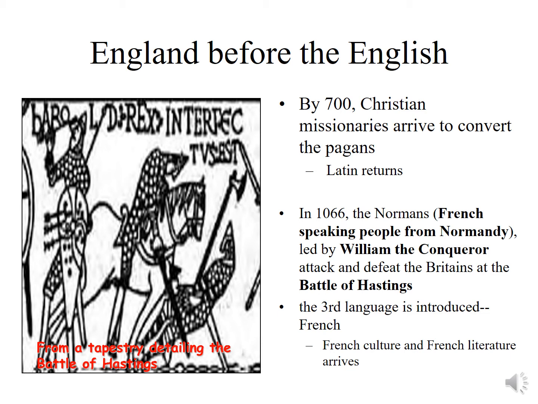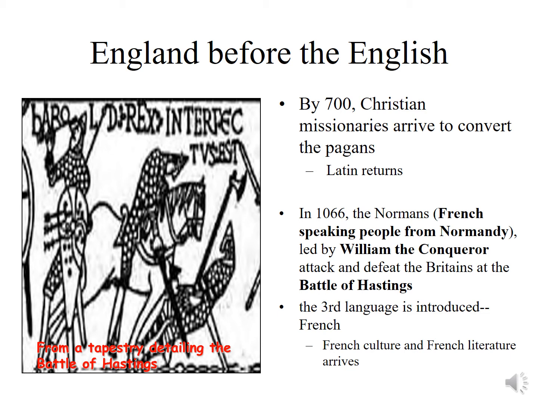Then in 1066, and I always tell people, the one date that you must know in English Literature 1 is 1066. It's really significant. And you might be asking, hey, Mr. K, why is 1066 so significant? That's because the Normans were a group of French-speaking people from Normandy. That's why we call them the Normans, because they were from Normandy. And that's part of France.